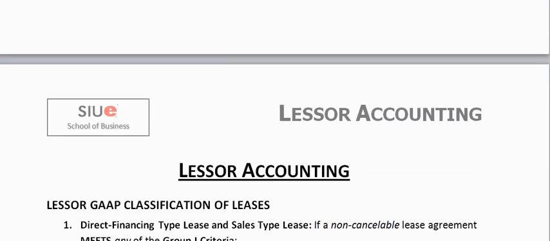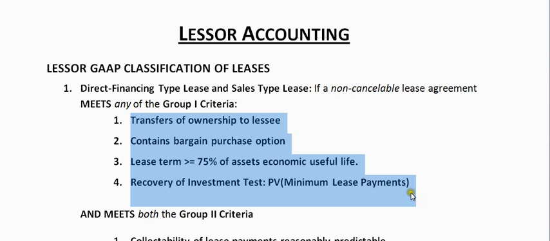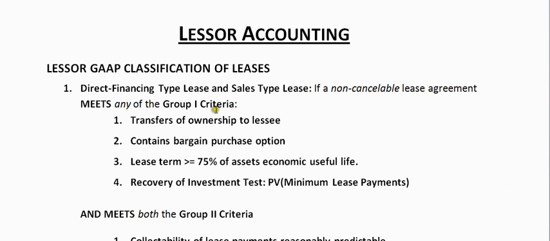So, lessor accounting classification. We don't have to spend a lot of time here because these are what are now called Group 1 criteria. This is a non-cancelable lease agreement that we're starting with, and they should look very familiar because they're identical to the lessee. If it meets any one of these, then we go to Group 2. That's the difference with lessor.